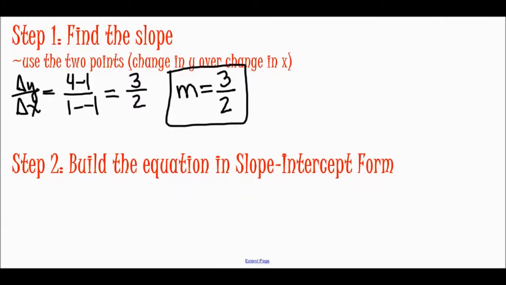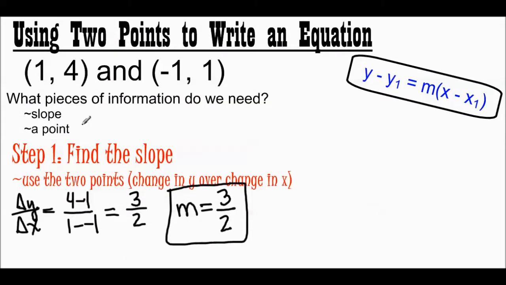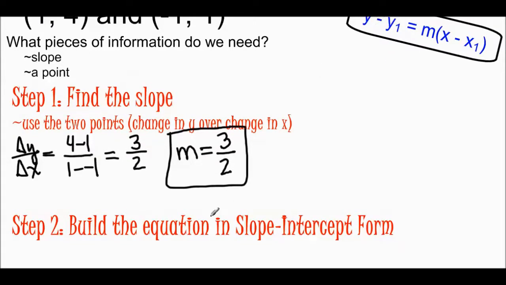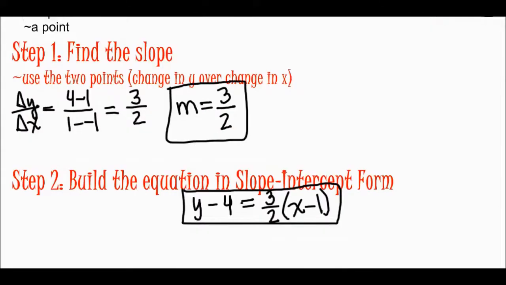Step 2 then is to build the equation in point-slope form. Like I said, it doesn't matter which point I use. I'm going to prefer to use the 2 positives, that way I'm not having to think about changing it to its opposite. It's just going to be y minus 4, and over here x minus 1. So I'm going to keep that in view for you. y minus 4 equals my slope, 3 over 2, times x minus the x value, which was 1. And there is our equation. Easy peasy lemon squeezy.